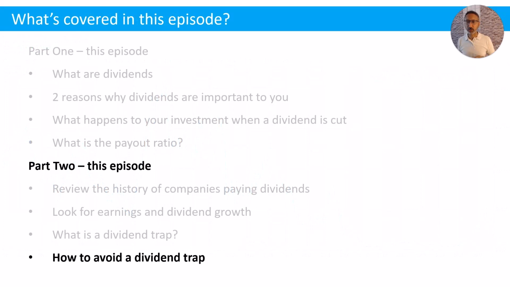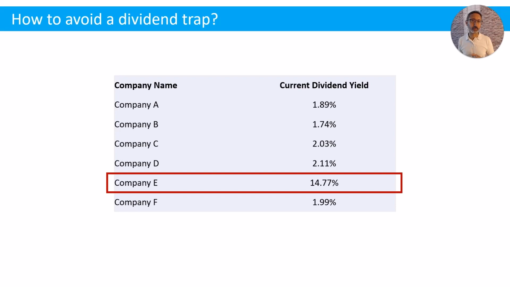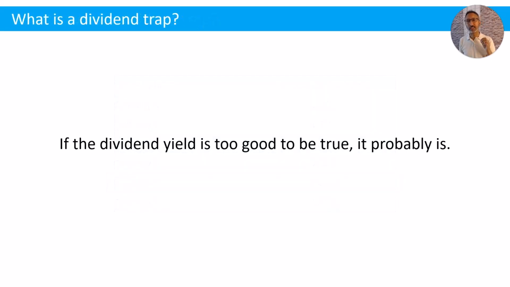So the last topic in this episode is, how do you avoid a dividend trap? If you look at these companies, we've got a bunch of companies on the screen. What stands out is this one here, Company E. All the other companies, the yield is around 1.7% to 2%. That's the dividend yield. For all of the rest of the companies, it's hovering between 1.7 to 2%. But Company E is sitting at a dividend yield of over 14%. So right there, that tells me if the dividend yield is too good to be true, it probably is.